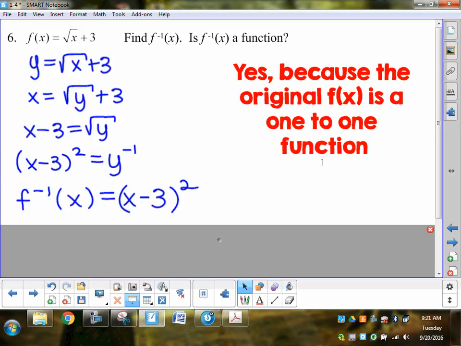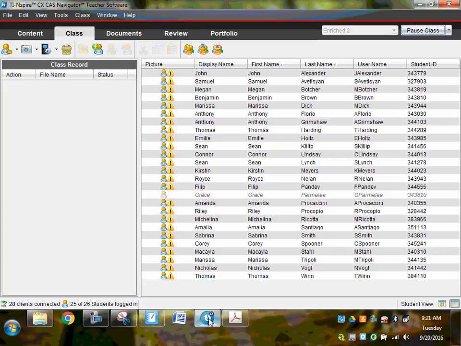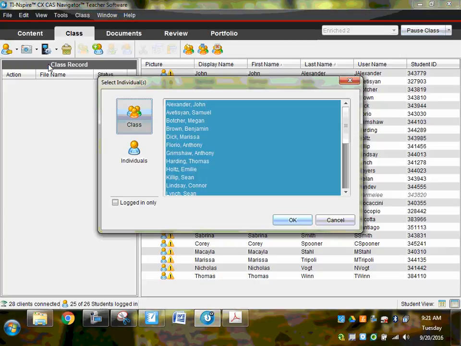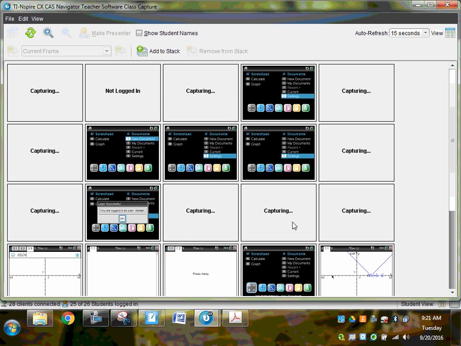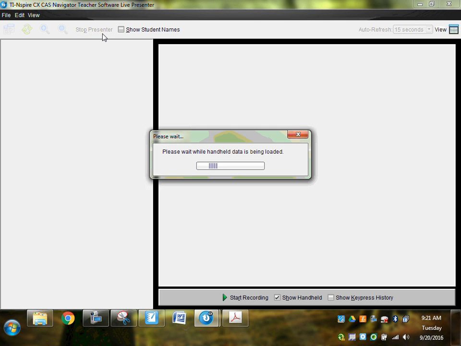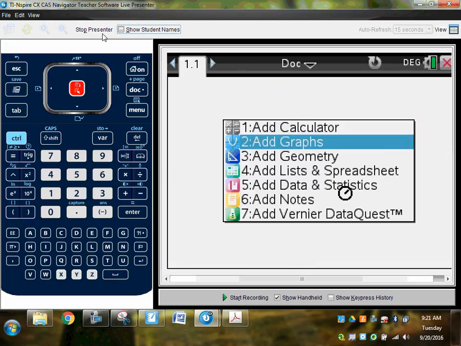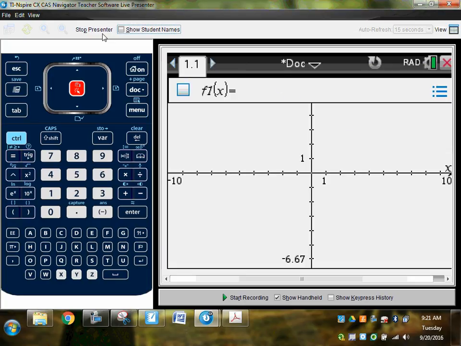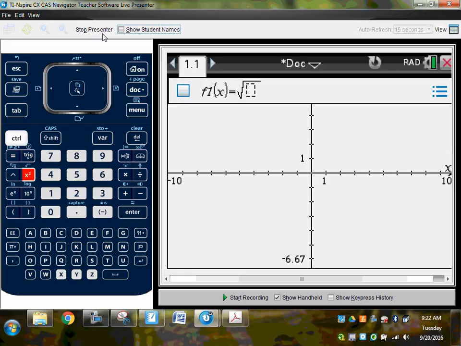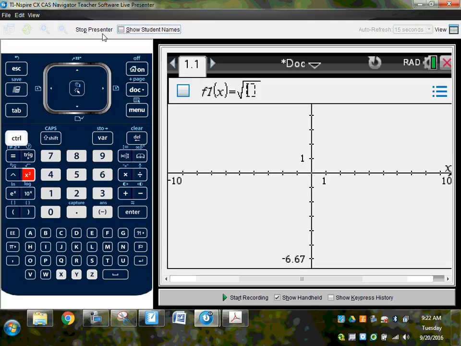What I need you all to do right now is this. Go into your calculators, please. Collectively go into your calculators, please. Go into a new document and let's add a graph. And you're going to graph in the original. We're going to add a graph. You're going to put the original in, which would be the square root of x, then plus 3. So you're going to graph root x plus 3.